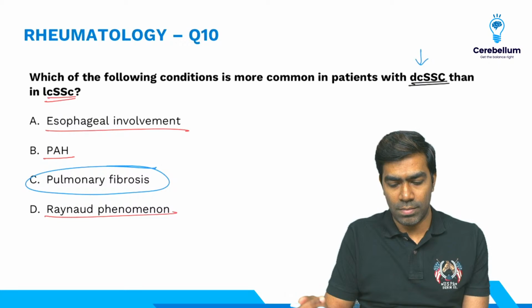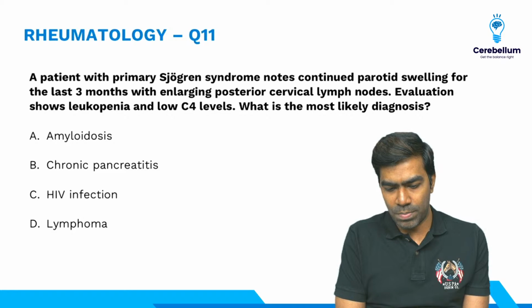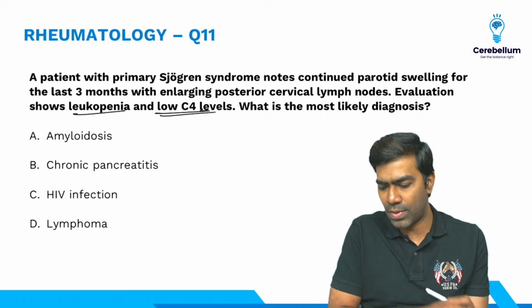So coming to the next one, a patient with primary Sjögren syndrome notes continued parotid swelling for the last 3 months with enlarging posterior cervical lymph nodes. Evaluation shows leukopenia and low complement levels. Which of the following is the most likely diagnosis?